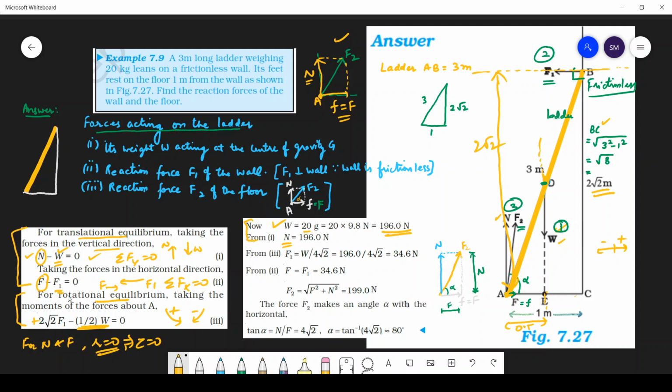Now what is F1? Put this value of N in the third equation. So this is your third equation. Put the value of N over here. So students, you can solve these equations. Time is running out, it's 8 o'clock. So simply put these values over here, and you will get the answer. And this angle is alpha. So you find N and F, and then you can find tan alpha also, the direction of your F2.